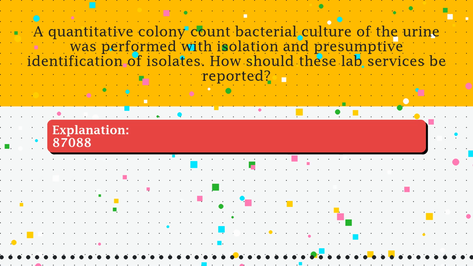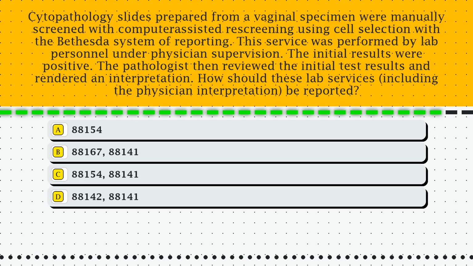87,088. Question 130. Cytopathology slides prepared from a vaginal specimen were manually screened with computer-assisted rescreening using cell selection with the Bethesda system of reporting. This service was performed by lab personnel under physician supervision. The initial results were positive. The pathologist then reviewed the initial test results and rendered an interpretation. How should these lab services, including the physician interpretation, be reported?